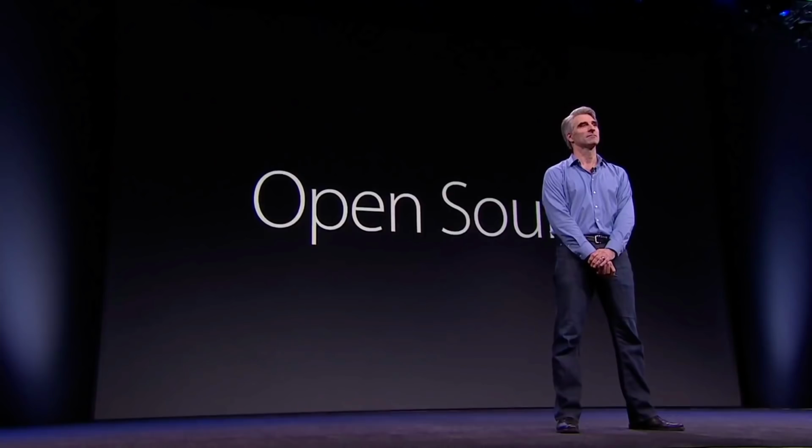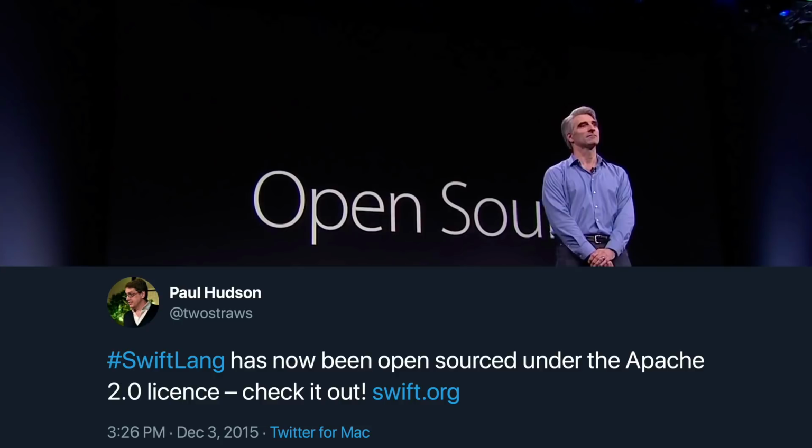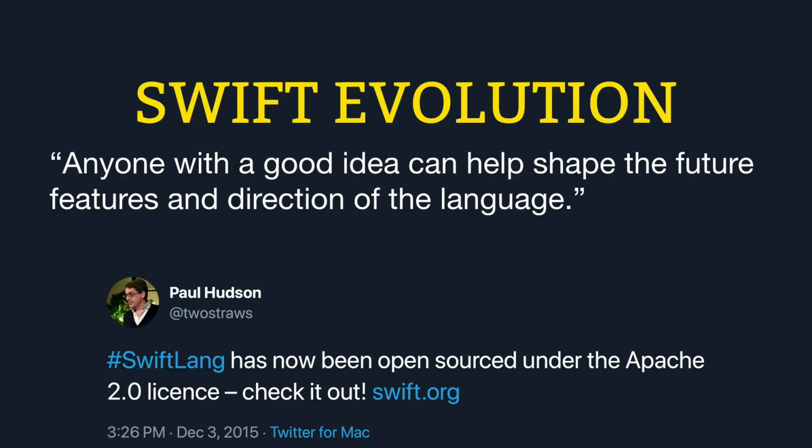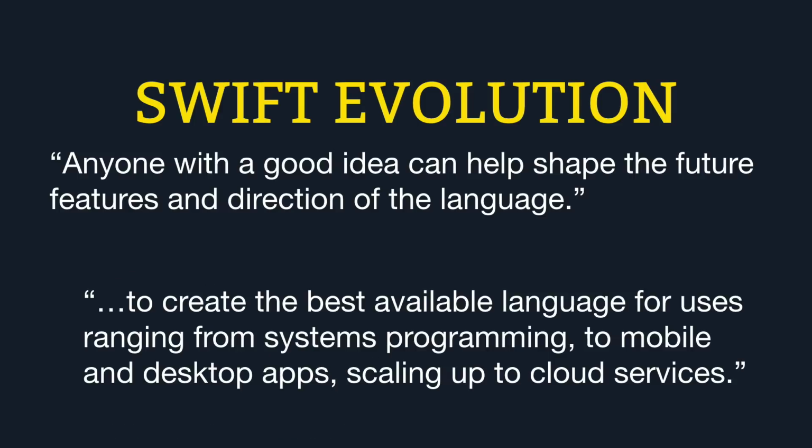They were going to open source Swift by the end of the year. And on December the 3rd, they did it, including Linux. And they made some really bold statements on their website. They said Swift was going to be the new universal language, and anyone with a good idea can help shape the future features and direction of that language. And their goal was to create the best available language for uses ranging from systems programming to mobile and desktop apps, scaling up to cloud services.